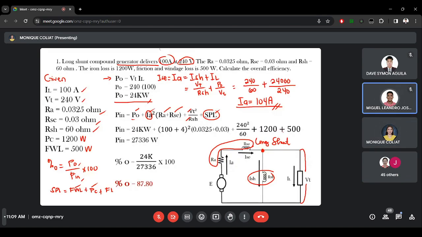Okay, so our overall efficiency is 24,000 watts divided by 27,336 times 100, and that is 87.80%. So that is your efficiency. Okay, so the generator is still fine when its efficiency is like that. Just don't let it go below 60, because if it goes below, it's already going bad. The output is too low.